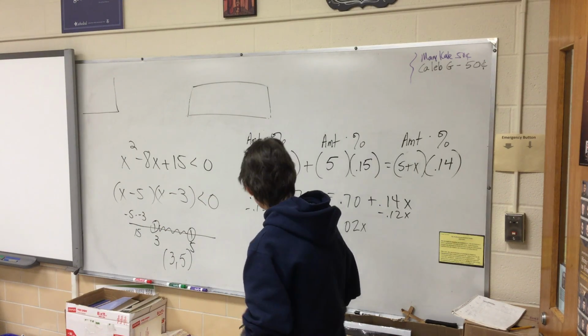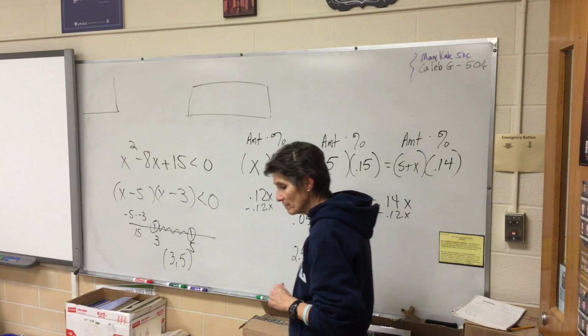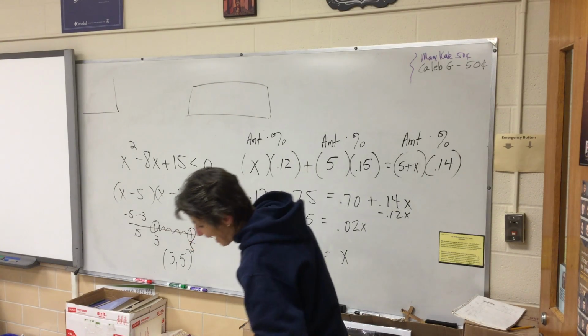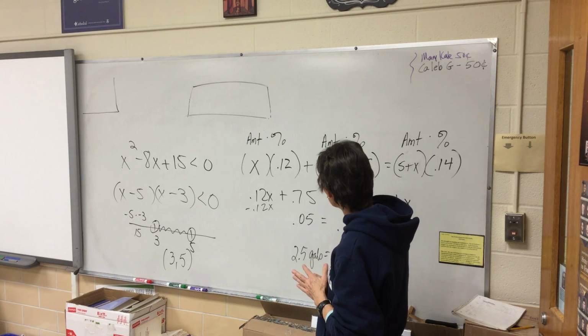Good deal. And remember, when we do our word problems, we always put a unit on the answer. So this is, we're mixing gallons of juice, so we need 2.5 gallons of juice.